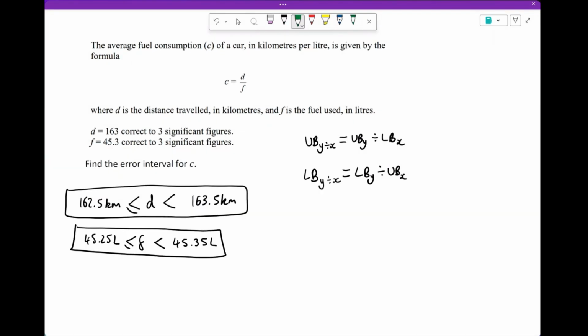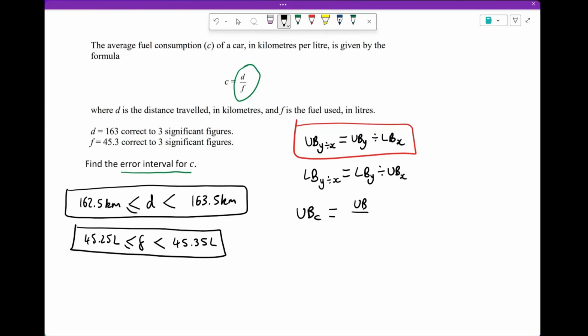So now let's try and figure out my error interval for C, and we're going to have to use this calculation up here, D divided by F. So let's start with my upper bound for C. Well, then we're going to have to make use of this rule up here, which says the upper bound is going to be equal to the upper bound divided by the lower bound. Okay, so for my numerator, we're going to use the upper bound, and that's of D, my numerator. And then for my denominator, it's going to be the lower bound, which is then the value F.